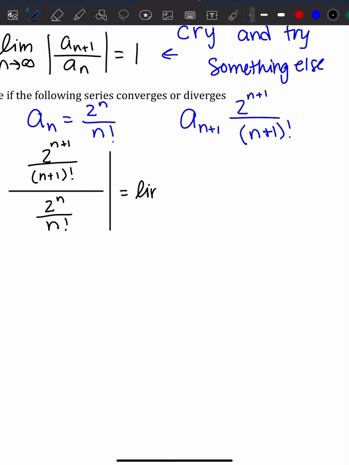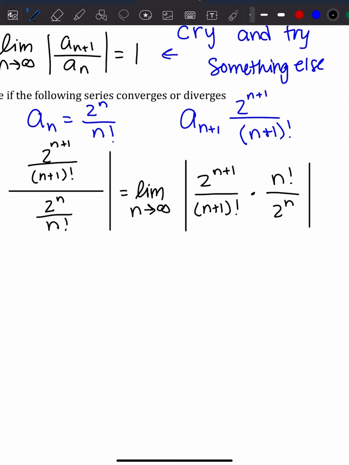So we have the limit as n approaches infinity of 2 to the n plus 1 divided by n plus 1 factorial times, we're multiplying by the reciprocal, so I'm going to flip that bottom fraction. So we have n factorial on top divided by 2 to the n.